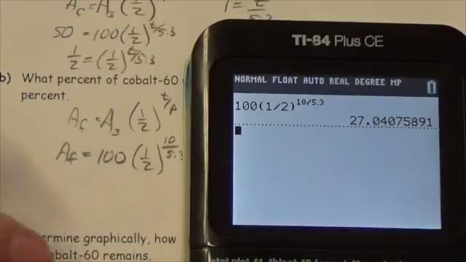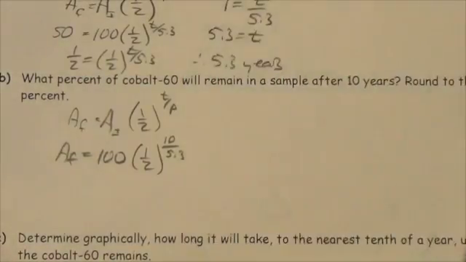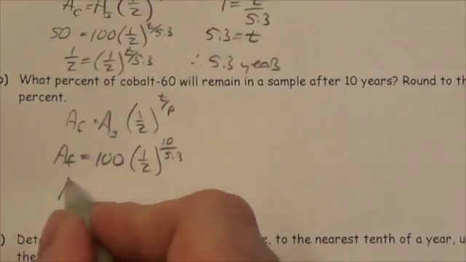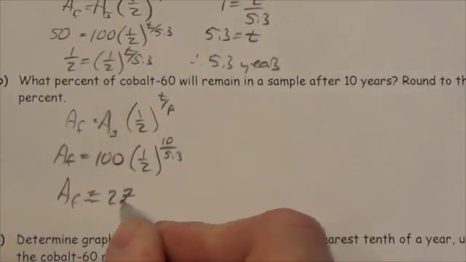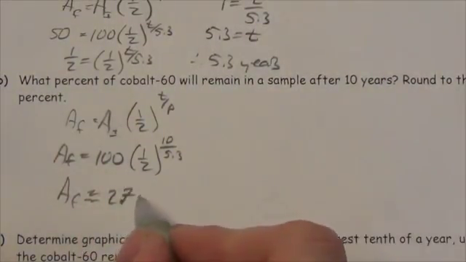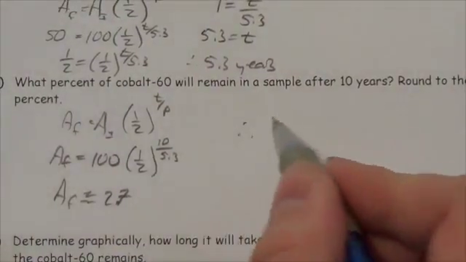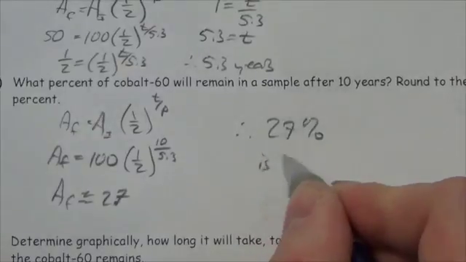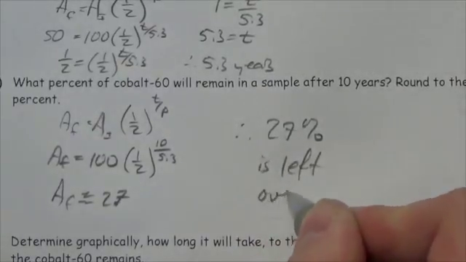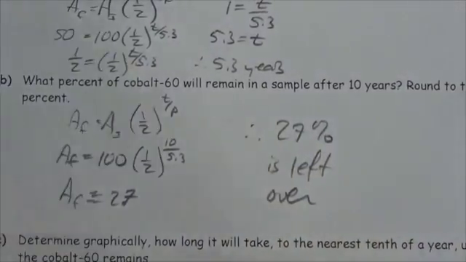And it looks like we're getting 27 grams left over, 27%. So A_F is approximately equal to 27 grams, or whatever units I was using there. So therefore, what are we going to be left with? We're going to be left with 27% left over. And there we go, that's what they're asking for.